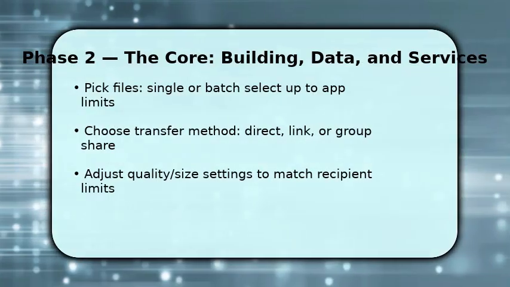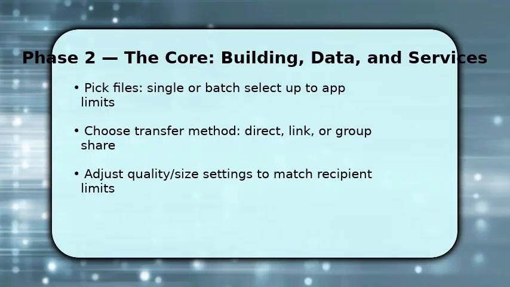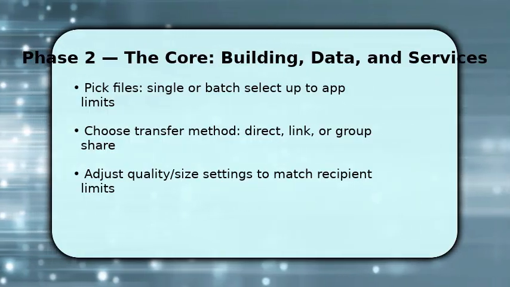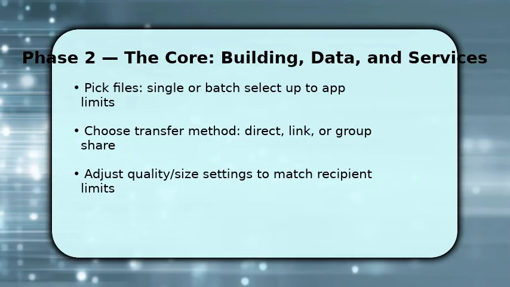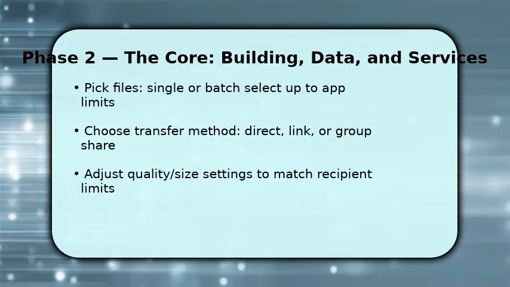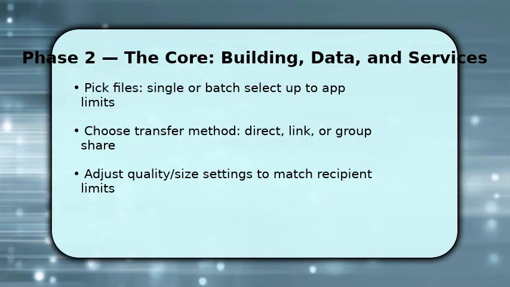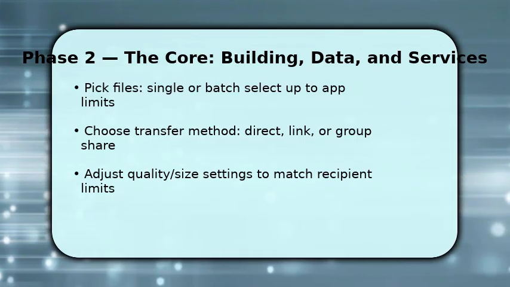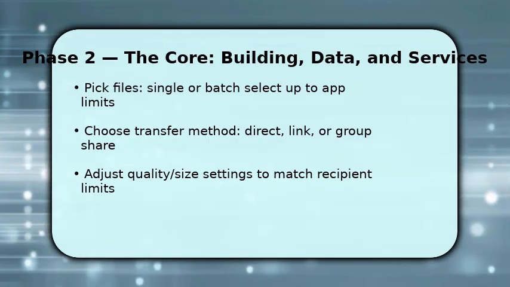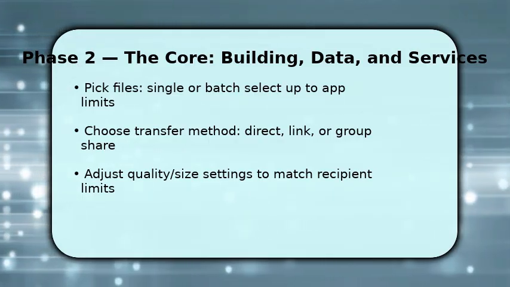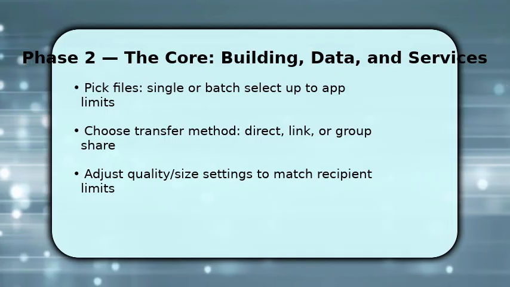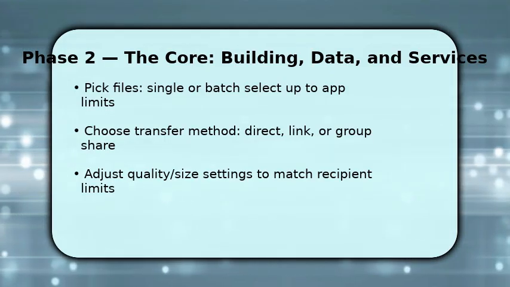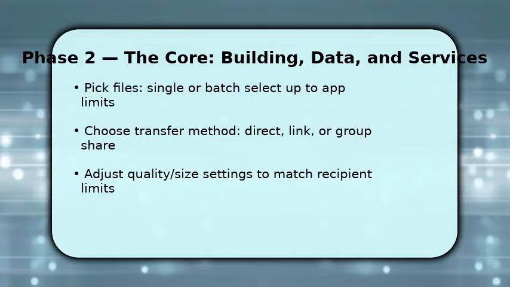Now continue the process by selecting files and choosing how to transfer them. Tap each item or use batch select for multiple files. This reduces repeated taps. Once selected, choose direct transfer for nearby devices, create a share link for remote recipients, or use group share to send to many people at once. Make sure to set quality or compression options if file size is constrained, because that determines upload time and recipient download effort. Once you confirm, the app begins staging the upload.